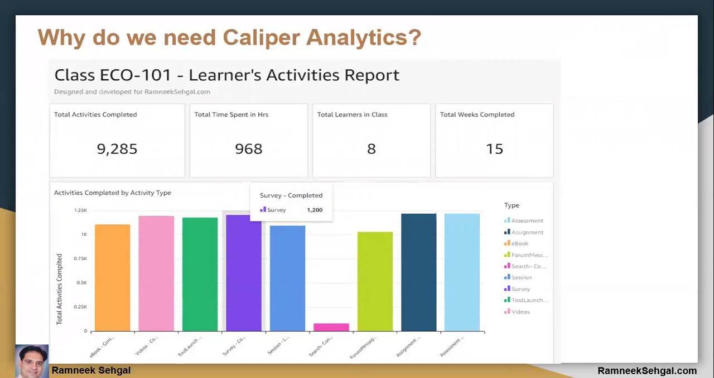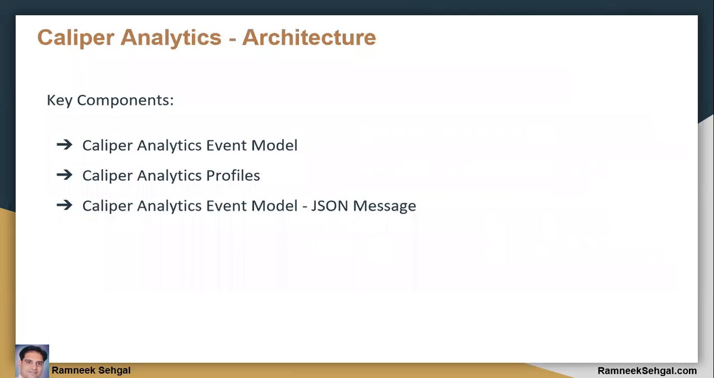Okay, let's deep dive into Caliper architecture and specification. So in Caliper Analytics, there are three key components. The first one is the event model, how to capture something. Then there are profiles, there are 15 predefined profiles, and then there is a physical model of the event, which is a JSON-based message.